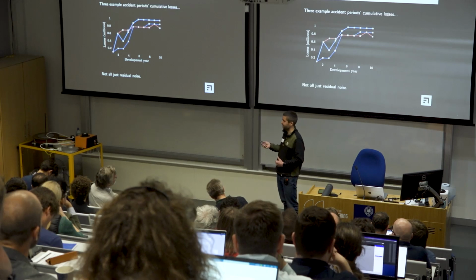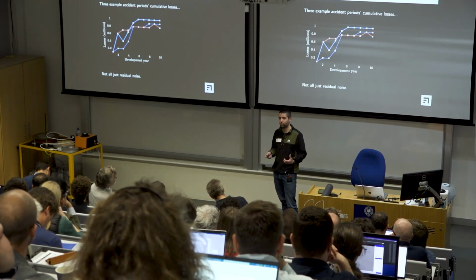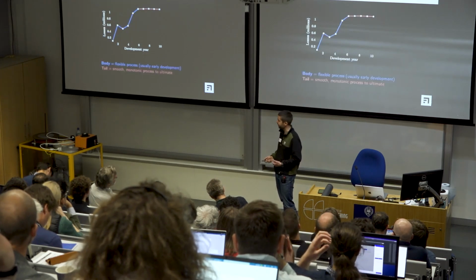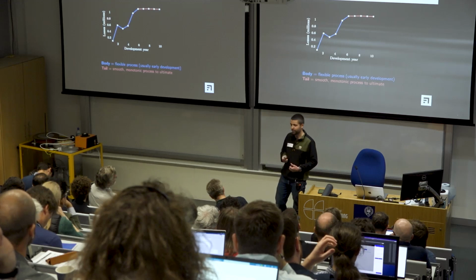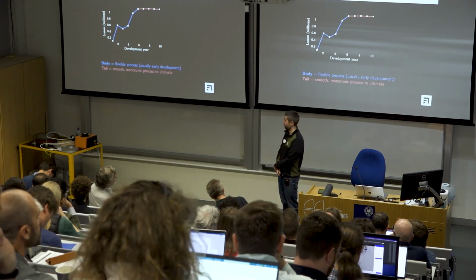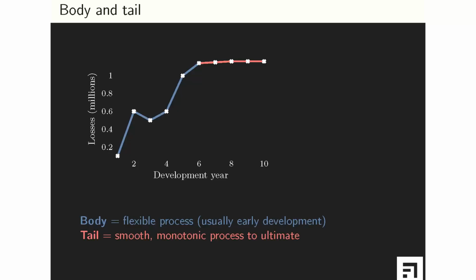And we don't just want to assign all this variability to some residual noise parameter. So it's useful to split up this development pattern into two states. We've got a body process, which is a flexible process, usually occurs early on in development time, and then a tail process, which is a smooth process, usually towards ultimate loss.